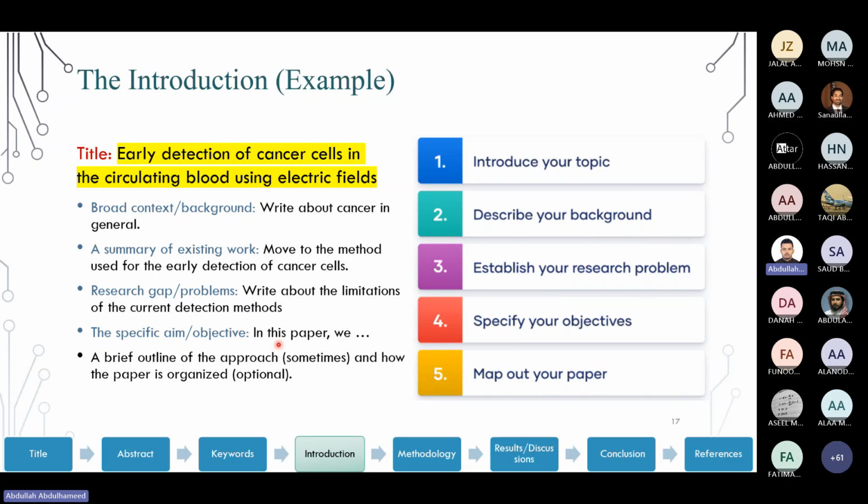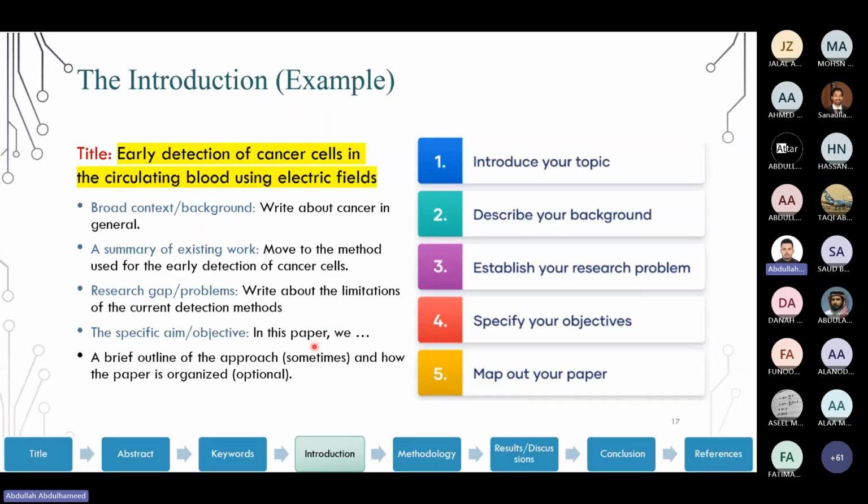Usually we do this in a research paper. You will say "In this paper," and then describe what you have done and specify your objective. You will say, "In this paper, we demonstrate a new method using an electric field to detect cancer cells early," something like that. Now you are talking about your research.